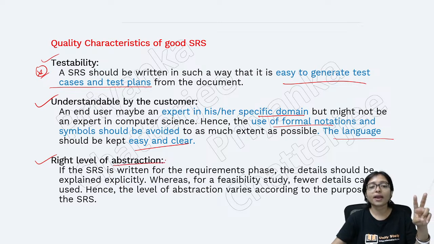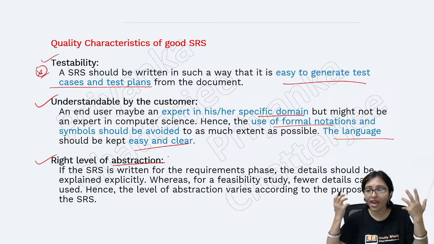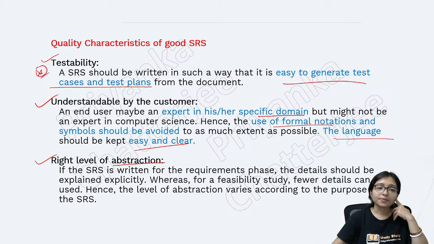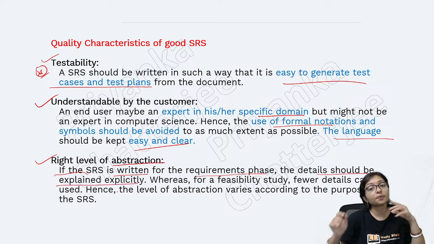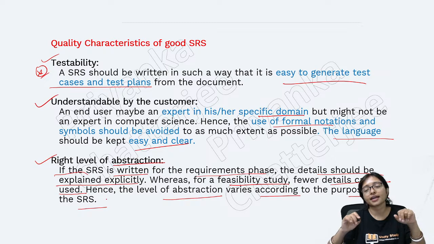Abstraction, the right level of abstraction. Abstraction means hiding. So if the SRS is written in the requirement phase, detail should be specified explicitly, and for a feasibility study, fewer details can be used. Hence the level of abstraction varies according to the purpose of the abstraction.